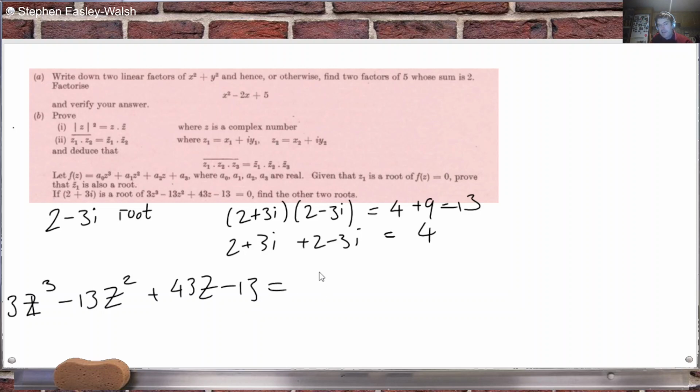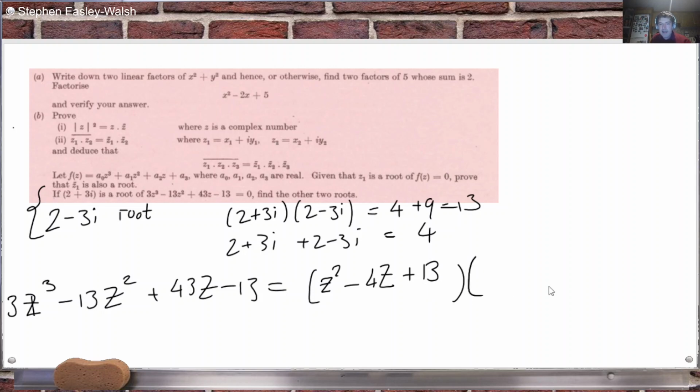It definitely can factorize to a quadratic. And the quadratic has two roots. And the two roots must be 2 plus 3i and 2 minus 3i. And to form a quadratic with those two roots, the quickest way to do it is to say that it's the quadratic z squared minus the sum of the roots plus the product of the roots.